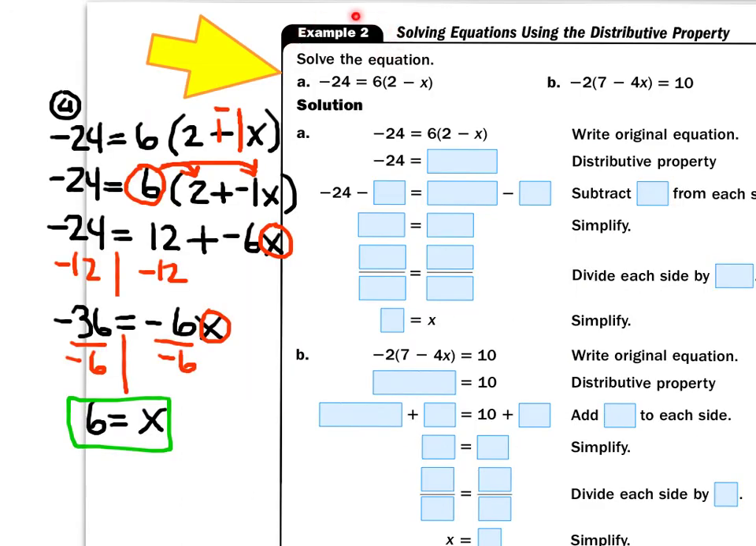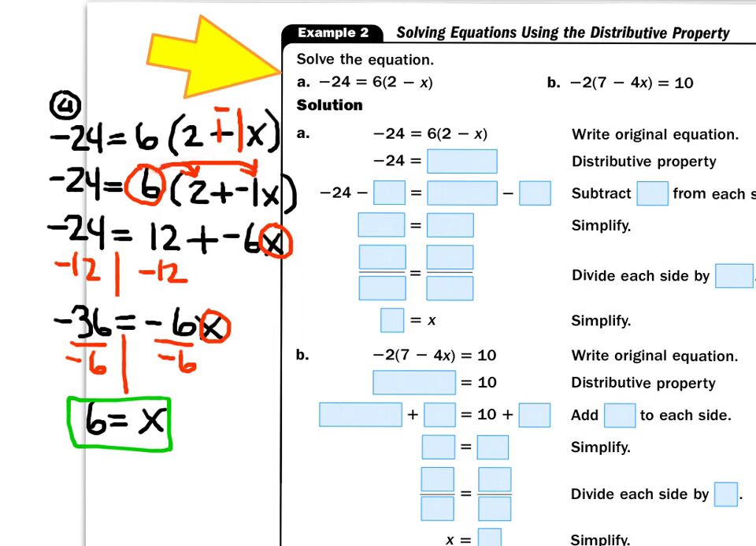Okay, I'm going to jump down here to example 2 and take a look at A. I wrote it over here, negative 24 equals 6 times the quantity 2 minus x. Okay, so there are certain things we want to do with our red pen. Right now, grab your red pen and put that giant 1 in front of the x. And see that subtraction sign in front of the x. Add a line and change the sign. Okay, and now circle the number outside the parentheses and draw 2 rainbows to each term inside the parentheses.